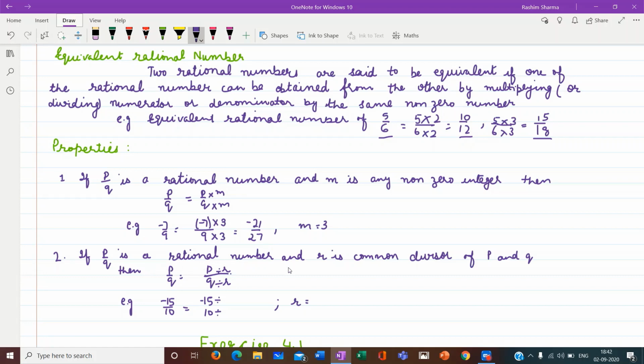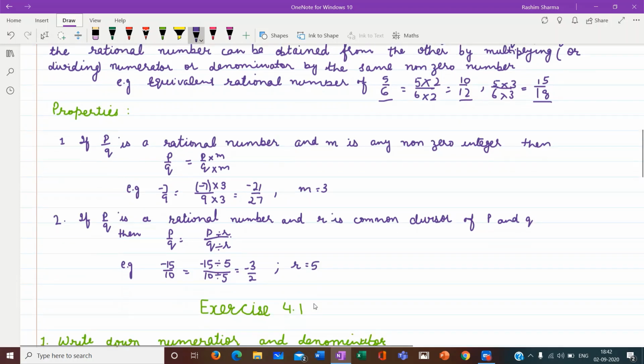Then, if p upon q is a rational number and r is a common divisor of p and q, it means p and q can both be divided by the same common divisor. This is an example, minus 15 upon 10. Now 15 and 10 can both be divided by 5. So minus 15 divided by 5 and 10 divided by 5, we get minus 3 upon 2. And here r is 5, the value with which we divide.